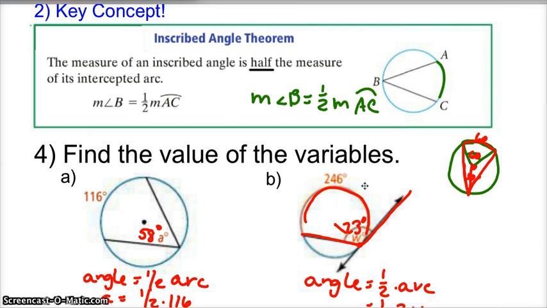The other way to think about it is, if the angle is half the arc, then that means that the arc is twice the angle. So you can go either way with it.